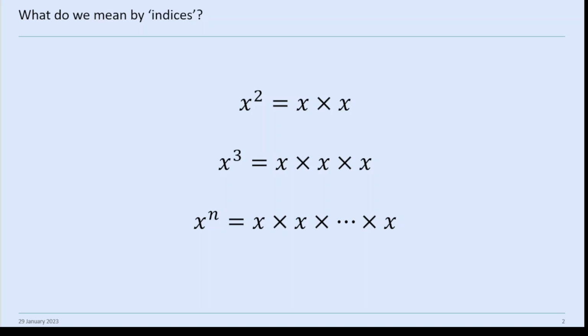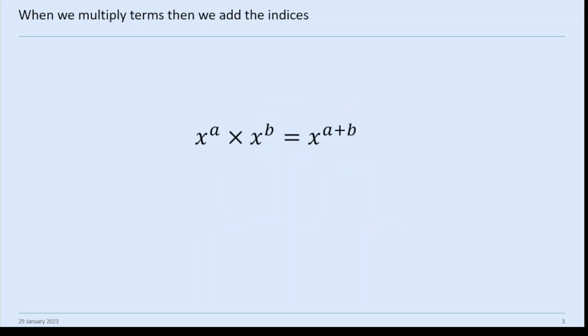We put the dots in there to say there's a bunch of terms in the middle there, but we don't know how many. x to the n is x times itself n times. So they're examples of indices.